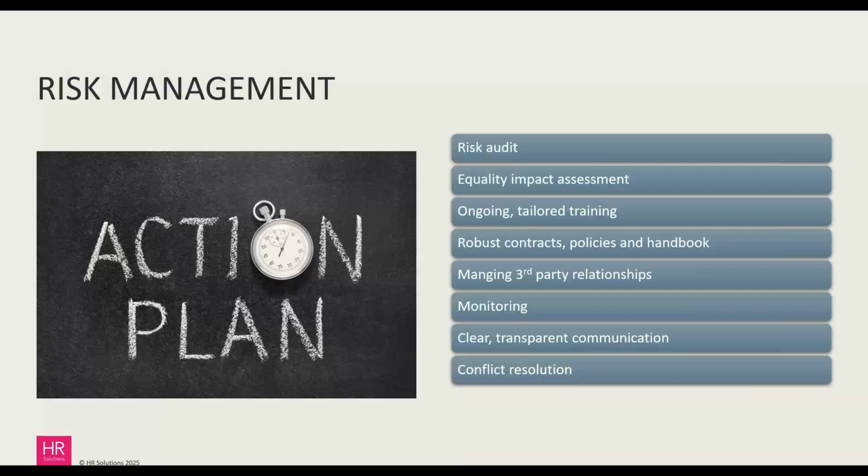Conflict resolution is a really big piece, and like I sort of alluded to earlier, it's about prevention in the first place. So nipping things in the bud. If you're seeing signs of conflict, it's about making sure you've got the right processes in place to deal with that and to address it. So it could be mediation or formal grievance procedures. These are internal mechanisms for resolving disputes before they escalate to an employment tribunal.